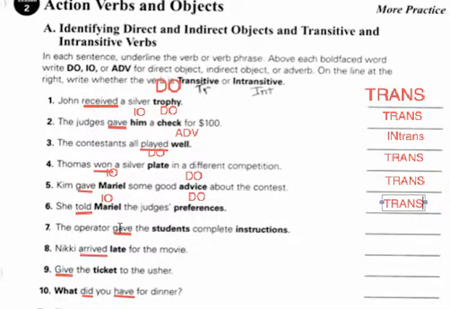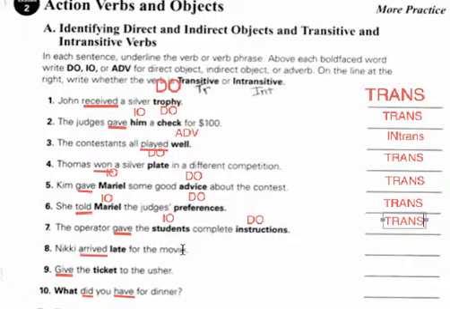Let's look at number 7. The operator gave students complete instructions. What did the operator give? He gave what? Instructions. So instructions is our direct object. And who got those instructions? Those brilliant students. Indirect object right there in students. Do we have a direct object? Yep. The action of the verb is indeed transferred to a direct object. It is a transitive verb.